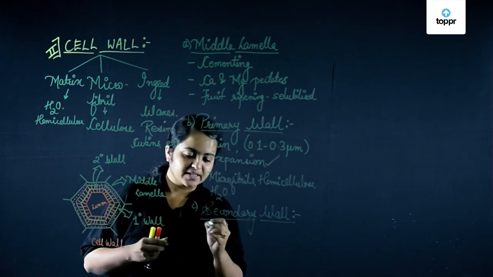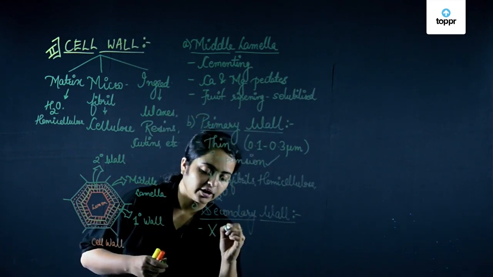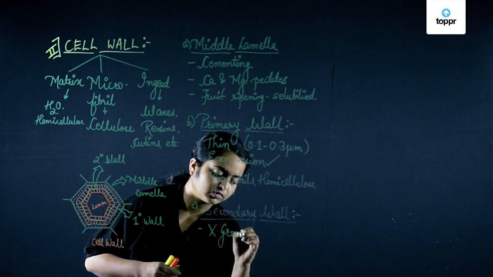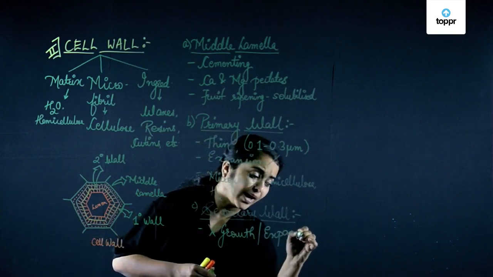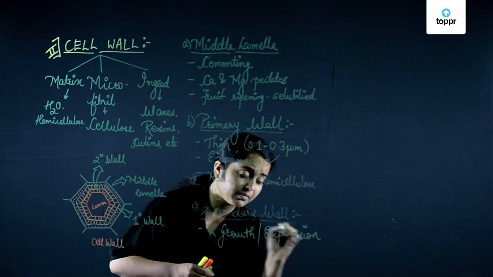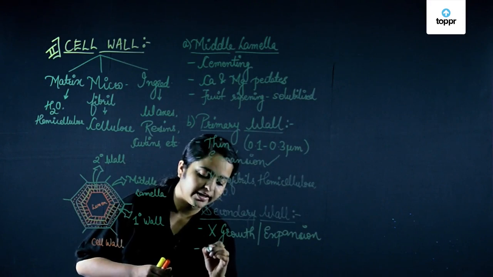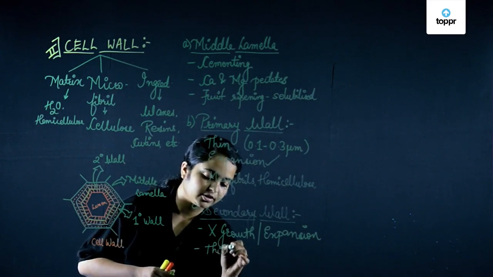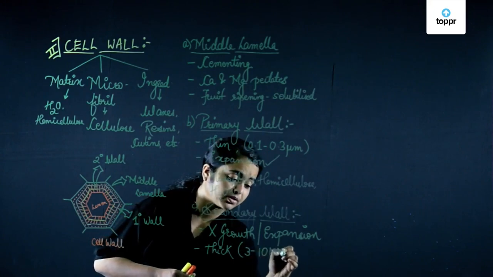So basically the secondary wall, in contrast to the primary one, is not capable of growth or expansion. Why is it not? The major reason, the most important one, is that this wall is extremely thick in nature. It is approximately 3 to 10 micrometers.